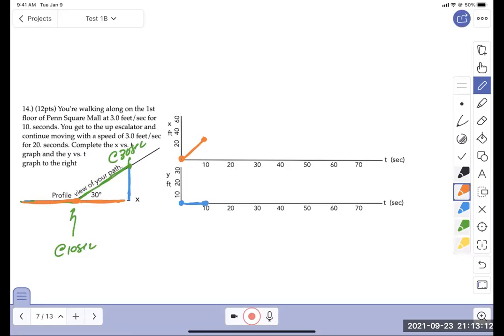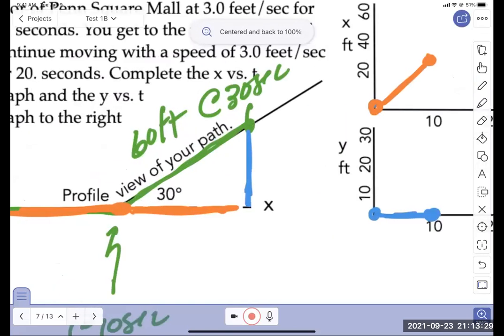60 feet. So we're 60 feet up the escalator now. So now you've got to do that 30, 60, 90 thing, right? If that's 60 feet, the sine of 30, 60. Let me blow this up. This is your profile view.